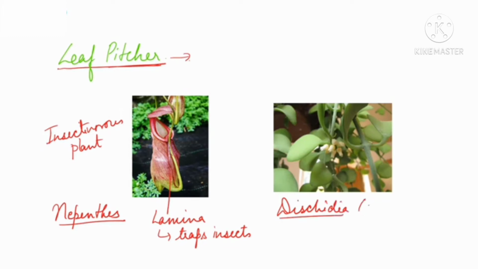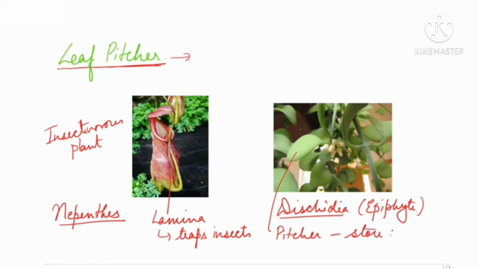Bladderwort, or Utricularia. In this, some of the leaves are highly segmented and modified into a sac-like structure. This is the bladder. So what is the bladder? Some leaves are highly segmented and modified into a sac-like structure.